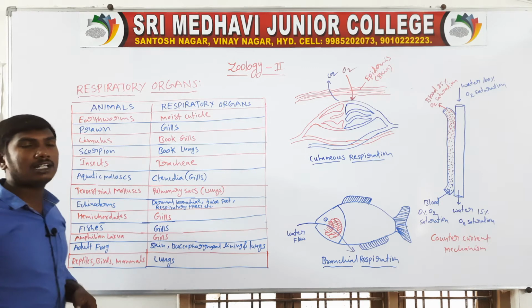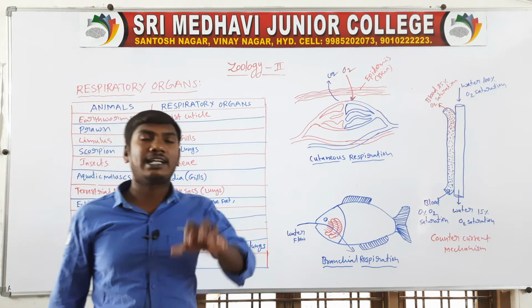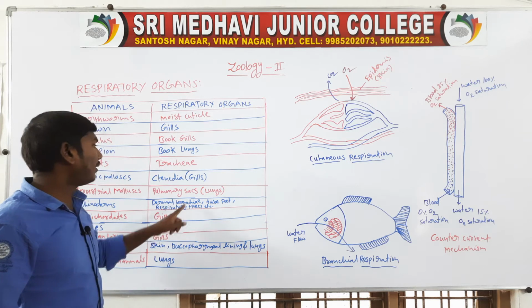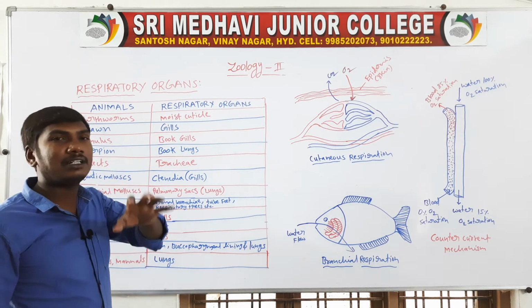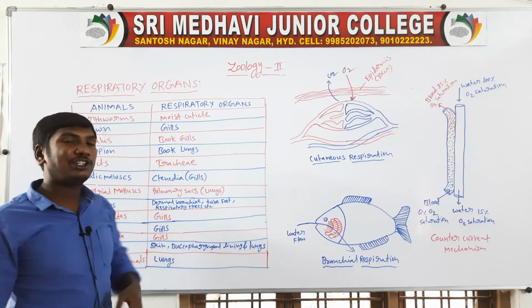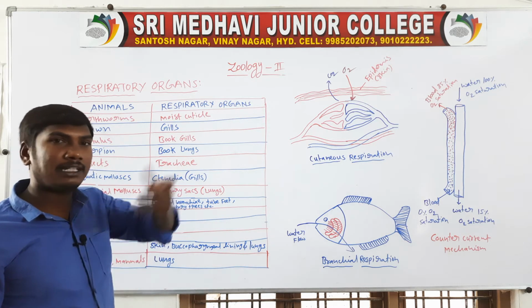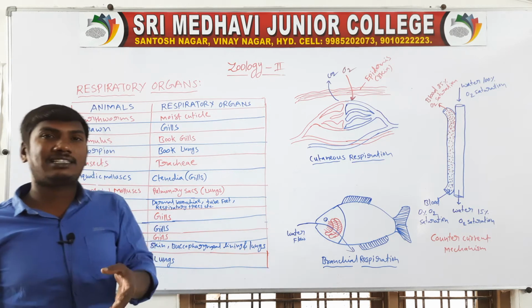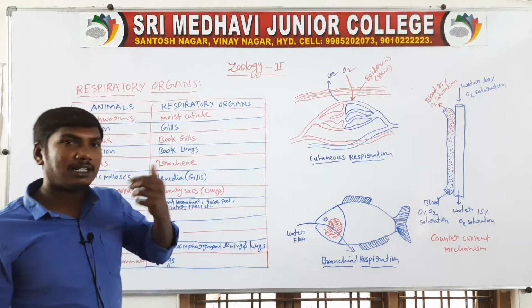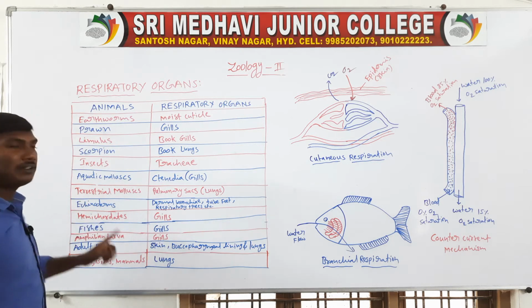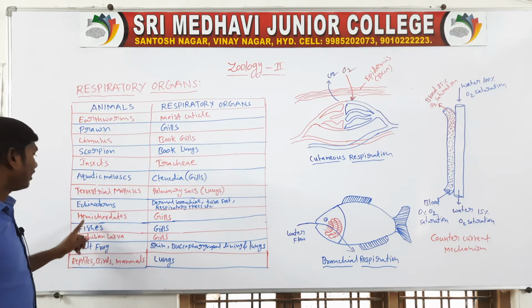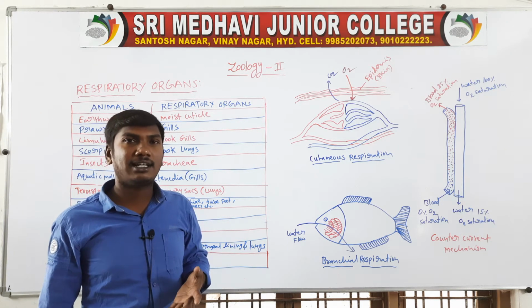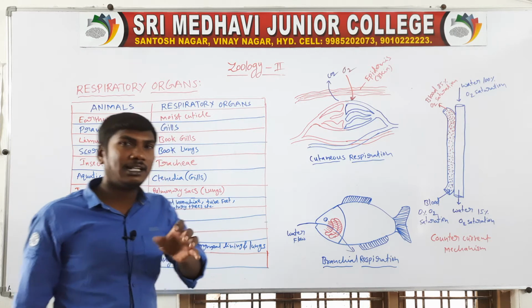Next one, echinoderms, phylum Echinodermata. Echinoderms respire through the dermal branchiae. Some have tube feet as the respiratory organ. Some animals have respiratory trees. So these are the echinoderms. Next one, the hemichordates. The respiratory organs are the gills.